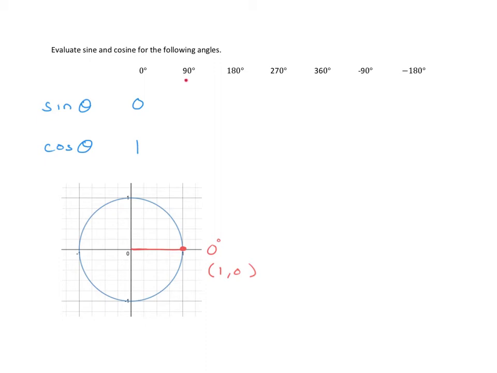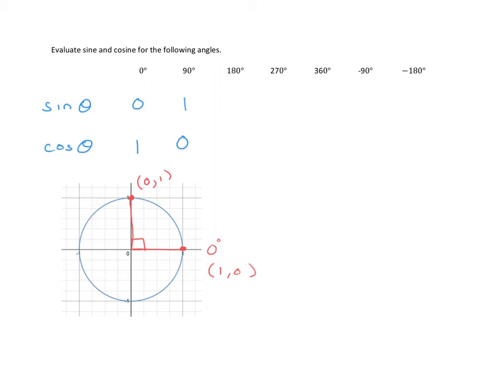All right, what about 90 degrees? A 90 degree rotation is going to here to create a right angle. So this point right here is the point that is 0 for x and 1 for y. That creates a 90 degree angle. And that means sine of 90 degrees is 1, and cosine of 90 degrees is 0. Again, that's the x coordinate for cosine and the y coordinate for sine.